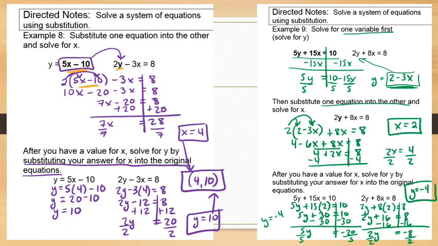However, again, I need to write that solution ultimately as a coordinate pair, and so I'm going to go ahead and write 2, negative 4 as my ultimate solution to this system of equations.